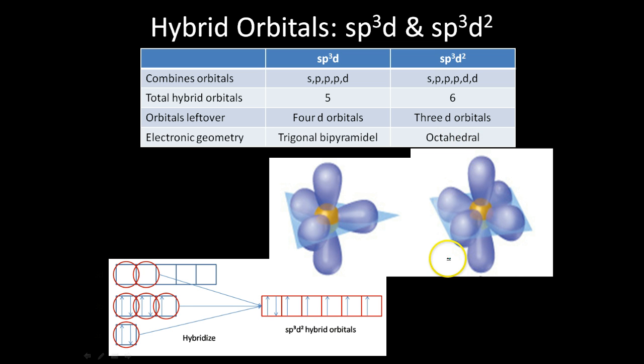And so these are essentially just one more way to talk about the type of electron geometry around the central atom. If it's sp, it's a linear electron geometry. sp2, trigonal planar. sp3, tetrahedral. sp3d, it's trigonal bipyramidal. sp3d2, it's octahedral.